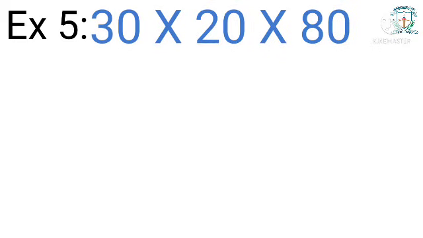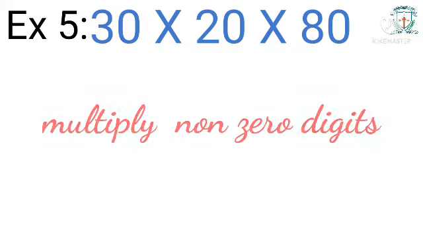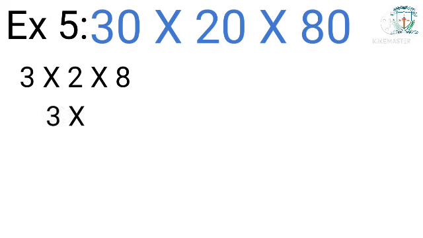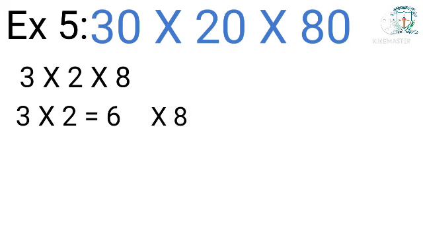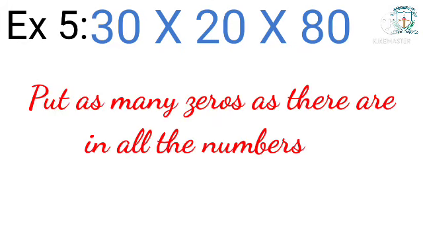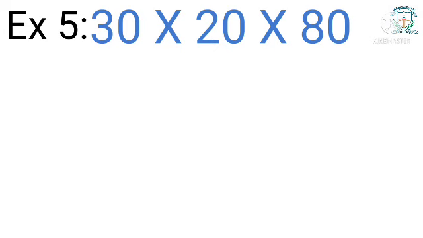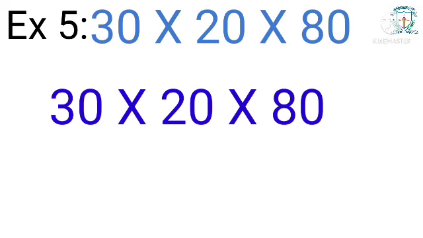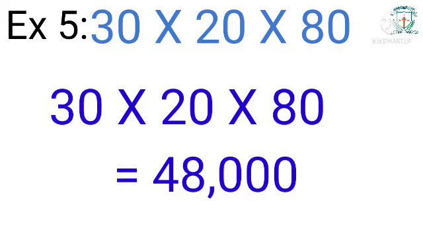30 multiply with 20 multiply with 80. First, let us multiply the non-zero digits. That is, 3 multiply with 2 multiply with 8. 3 multiply with 2 is 6. 6 multiply with 8 is equal to 48. Now, put as many zeros as there are in all the numbers. That is, there are 3 zeros. 30 multiply with 20 multiply with 80, we get the product as 48,000.